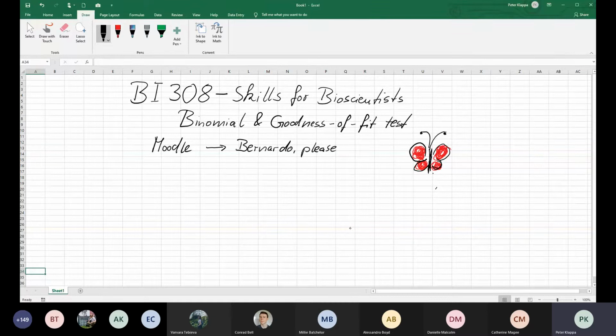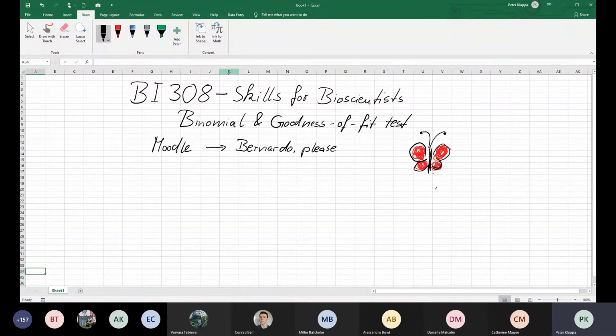What I'm going to do with you today is a quick revision of the binomial test that we did last week. And then we will move on to something very, very useful, the goodness of fit test. That's a really useful test for scientists, and you probably have experienced it because it is also known as one of the chi-square tests.